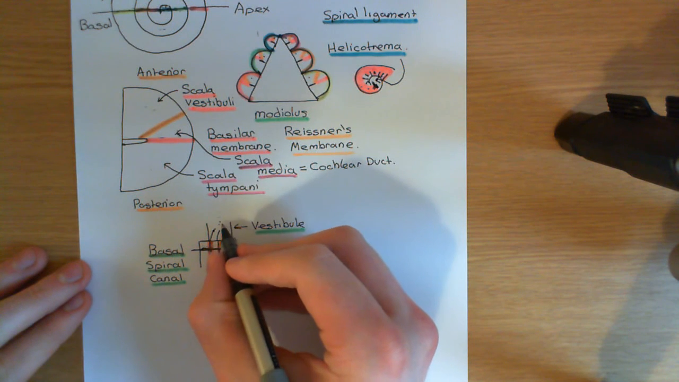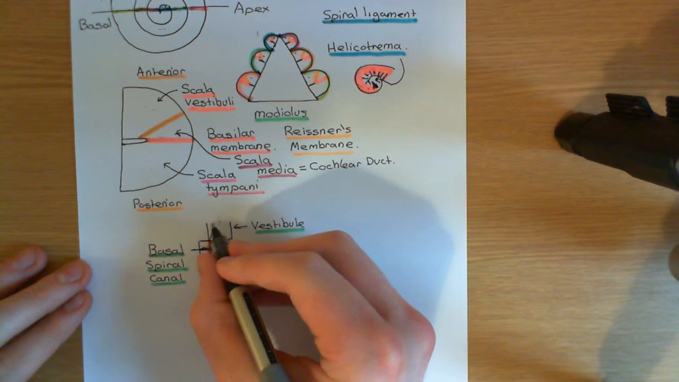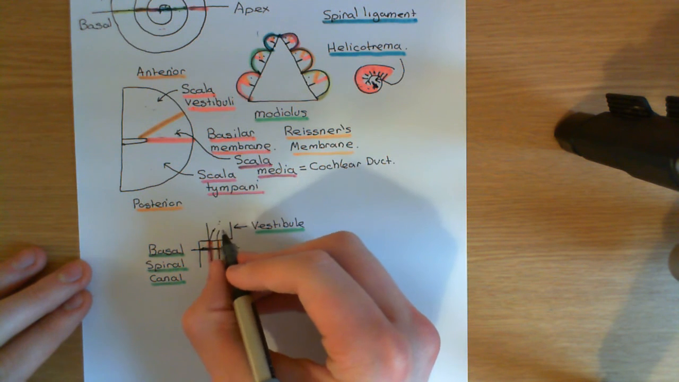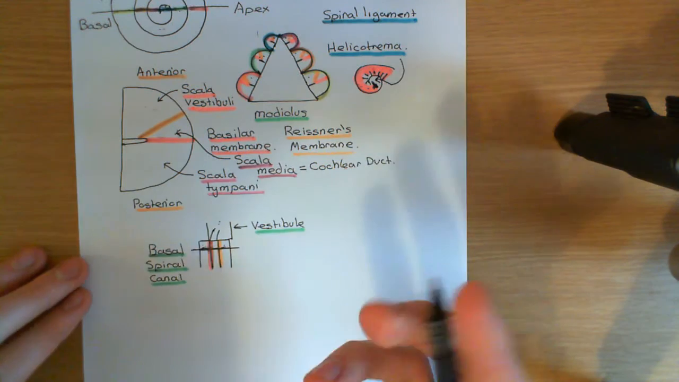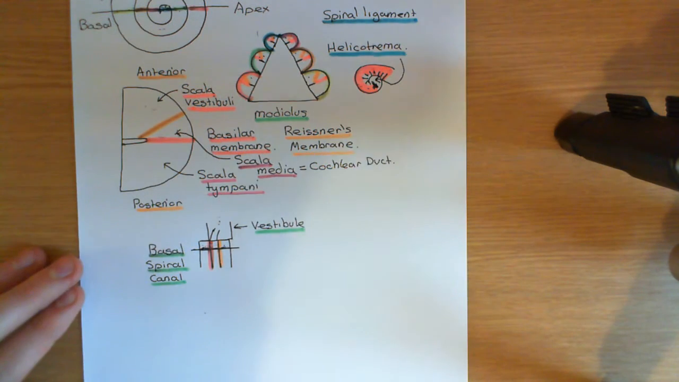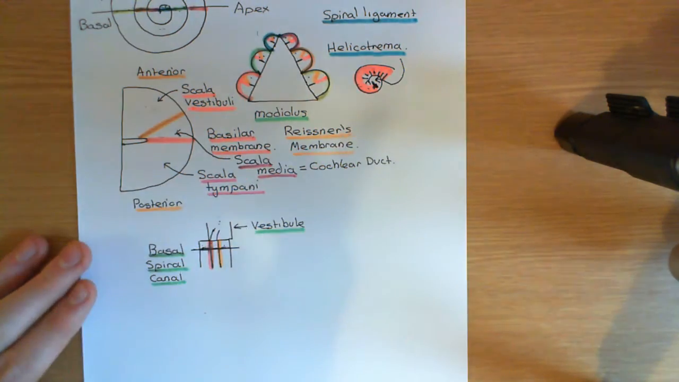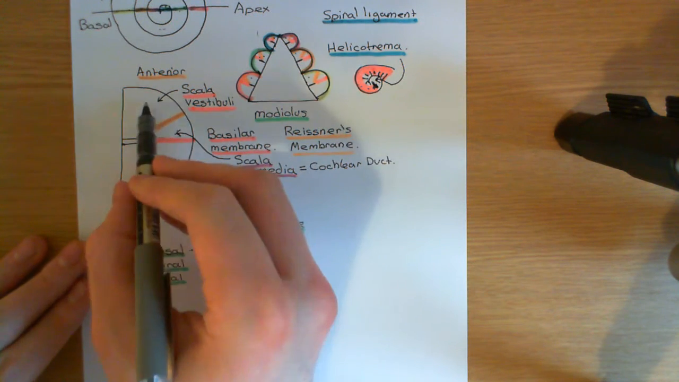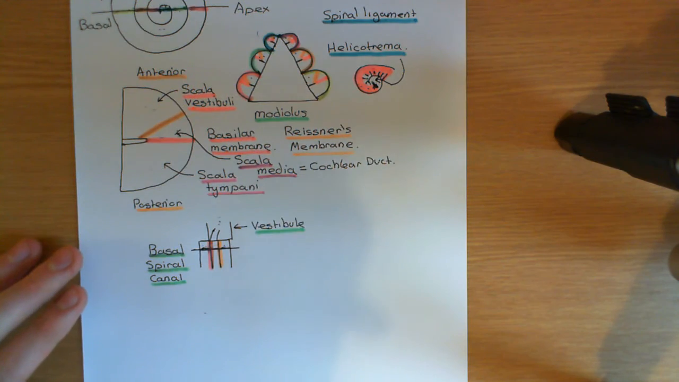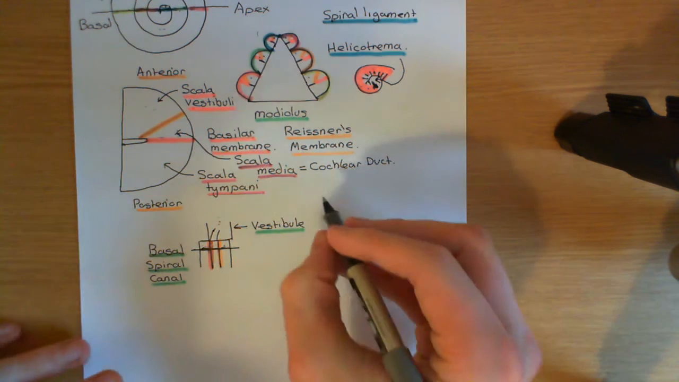Scala vestibuli is also going to be continuous here, and it's going to be continuous with all the space surrounding the ducts of the vestibular system, which we can call the vestibular ducts, if you like. Now, an important point that I want to talk about now is how the fluid inside the cochlear duct is completely different from the fluid inside the scala vestibuli and the scala tympani, and I think this should help to nail the concept into your head.